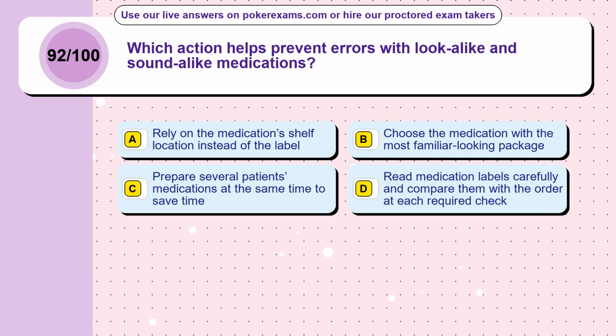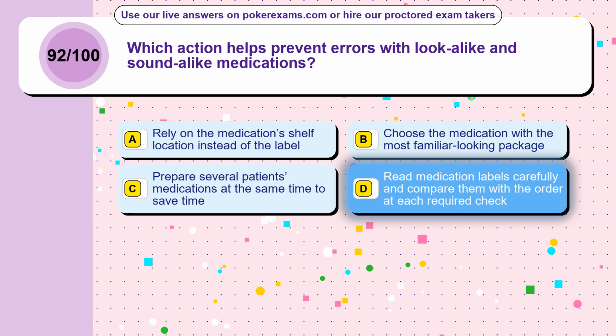Question 92. Which action helps prevent errors with look-alike and sound-alike medications? Option A. Rely on the medication's shelf location instead of the label. Option B. Choose the medication with the most familiar-looking package. Option C. Prepare several patients' medications at the same time to save time. Option D. Read medication labels carefully and compare them with the order at each required check. The correct answer is option D.